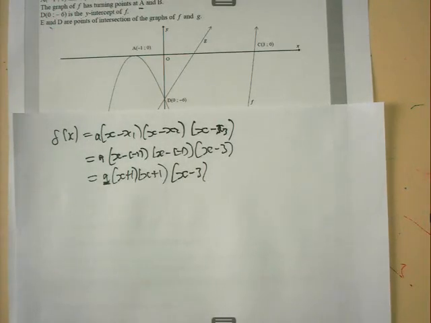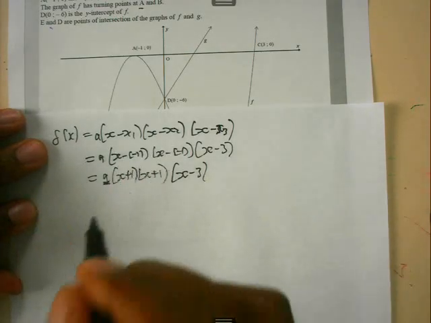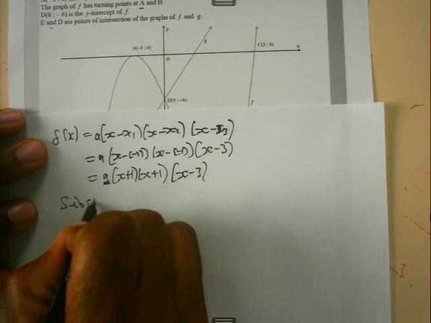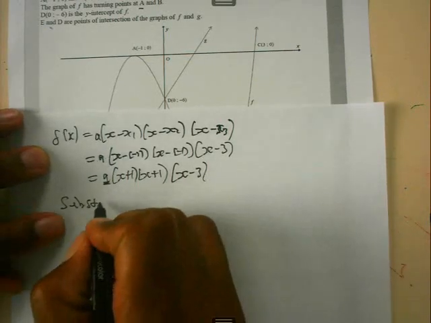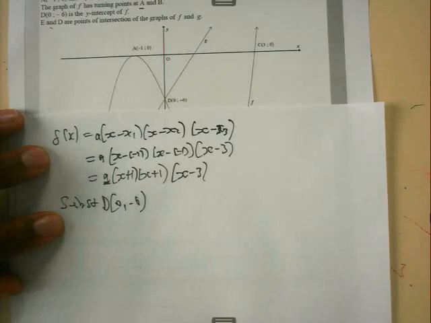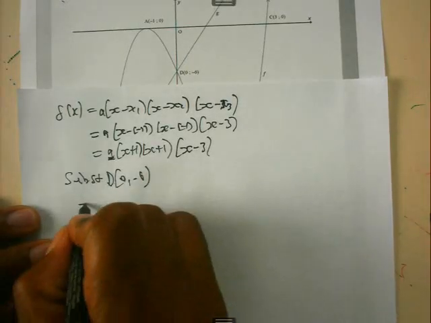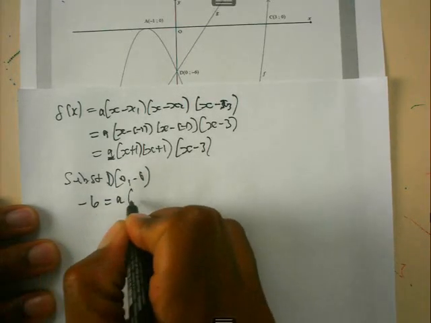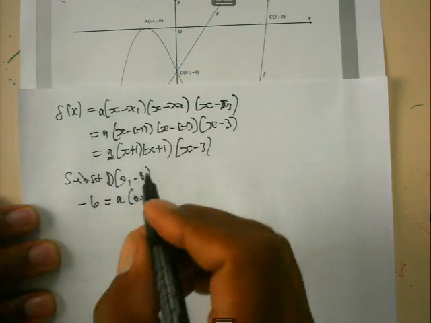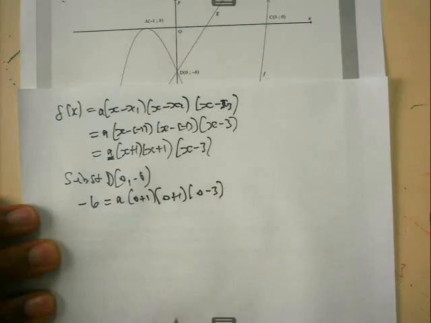What is it that I'm going to do now to have the value of a? What must I do to find the value of a? Of course, I can see you must say there is a point on the graph. You are right. There must be a point on the graph that we are going to substitute there. Substitute d, which is 0 and minus 6, to have the value of a. Right, now let us substitute our y here. It's minus 6. Then a into x is 1, x is 0 plus 1, and 0 plus 1 as well, and the other one is 0 minus 3.